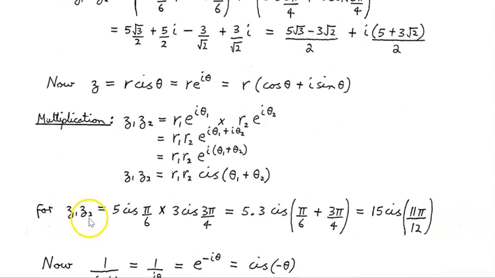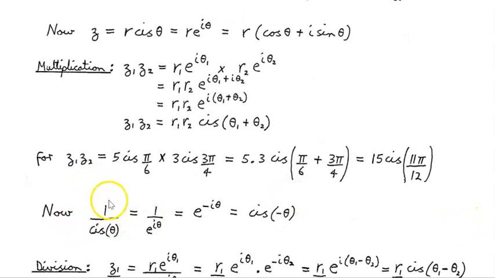All right, for Z1 Z2, 5 cis pi on 6 times 3 cis 3 pi on 4. Multiply the 5 and the 3 together. That's the two moduli of the complex numbers out front, and simply add the angles, pi on 6 plus 3 pi on 4. We're left with 15 cis 11 pi on 12. And you notice 11 pi on 12 is just under pi, so it's in that positive range 0 to plus pi. If it was over pi into the third and fourth quadrants, then we'd have to use the negative form of the argument.